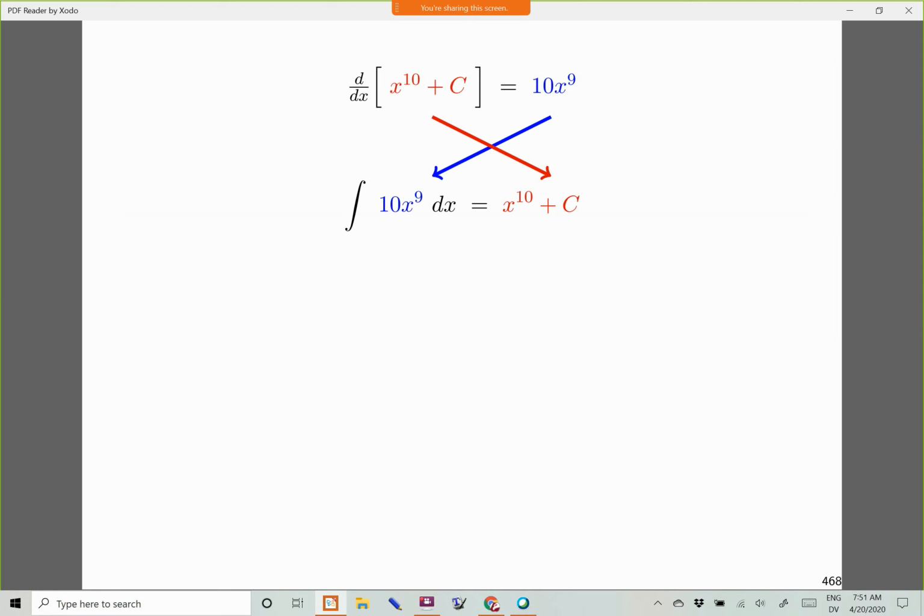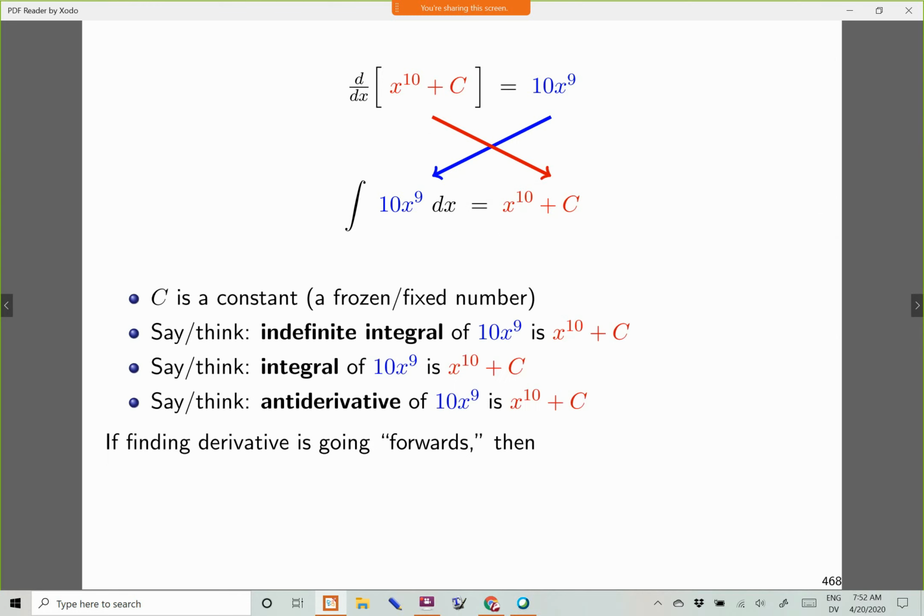This 10x to the 9th that was in blue is now between the two bits of calculus notation, between this integral sign and the dx. Then having swapped, that's why there's this new notation for antiderivative. And then the red thing, the thing that was differentiated, ended up over here on the other side. Right, so a couple comments. C is a constant. It's a fixed number or a frozen number. It's a number. Like C might be 28. C might be 300.